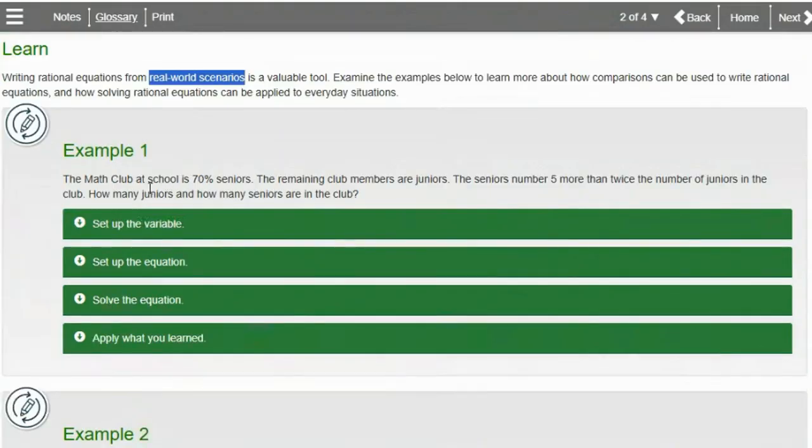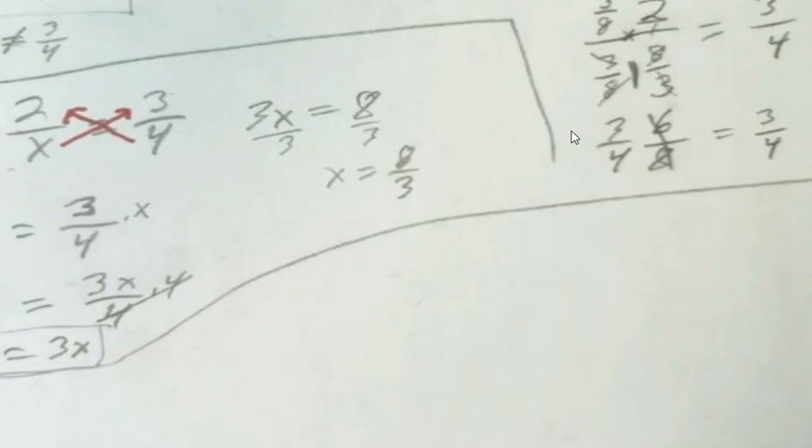The math club at school is 70% seniors, and the remaining are all juniors. So it's just juniors and seniors in the math club. The seniors number 5 more than twice the number of juniors. Okay, how is that as an expression? 5 more than twice. How many juniors and seniors are there in the club? All right, so how would we work that? How in the world does this work?